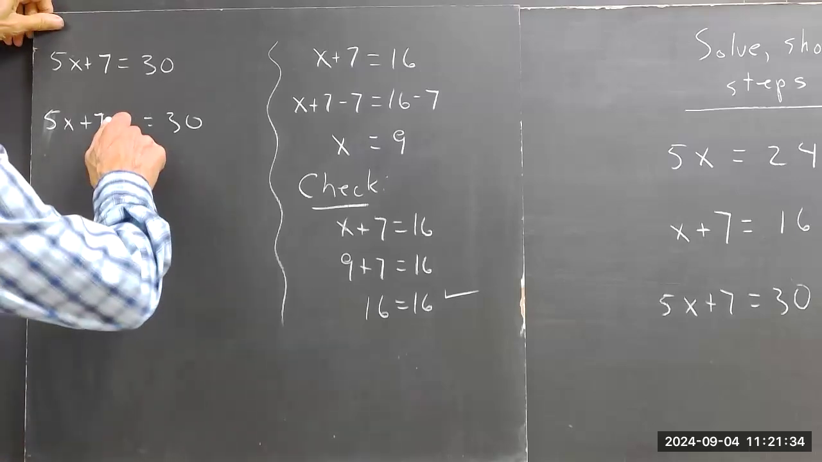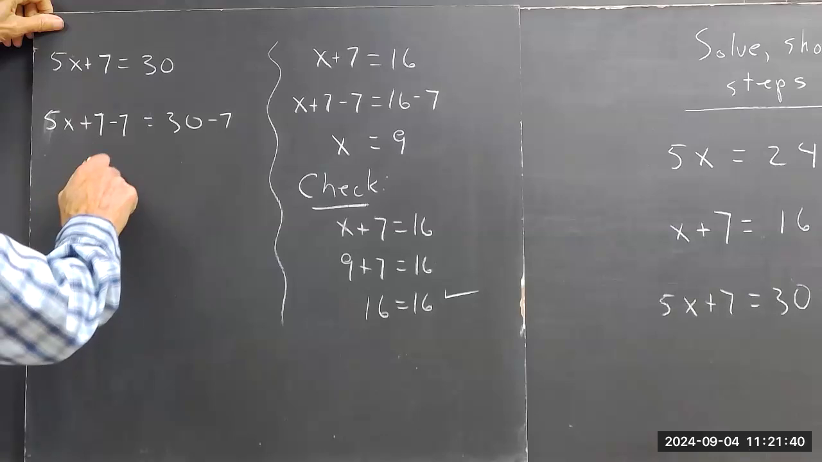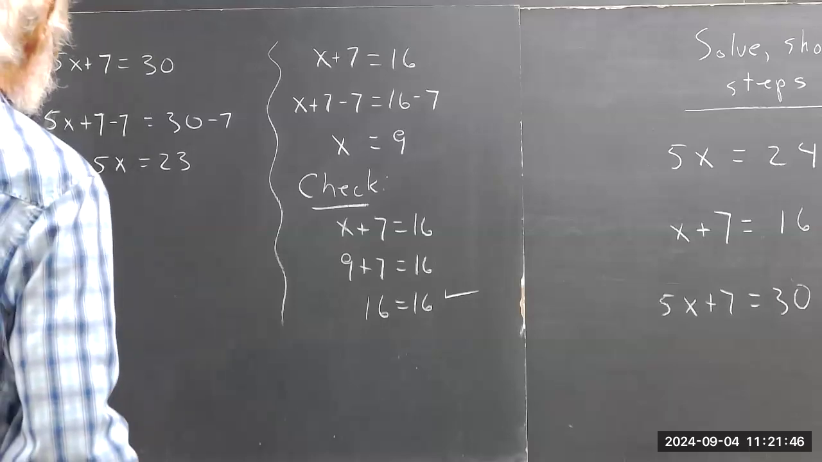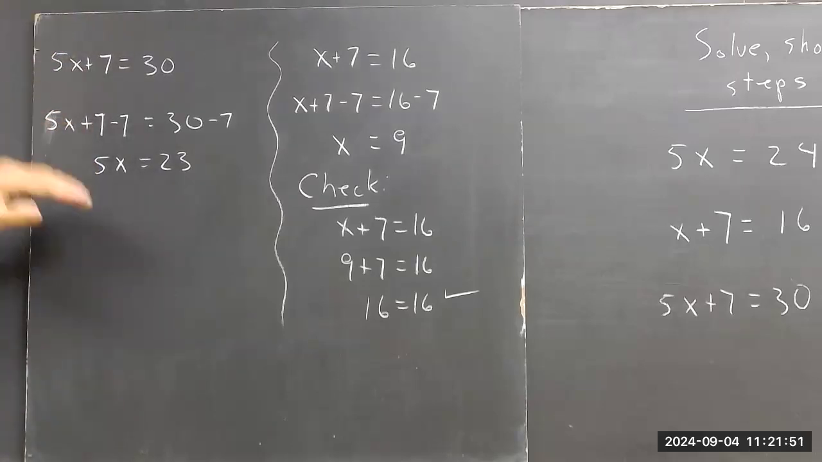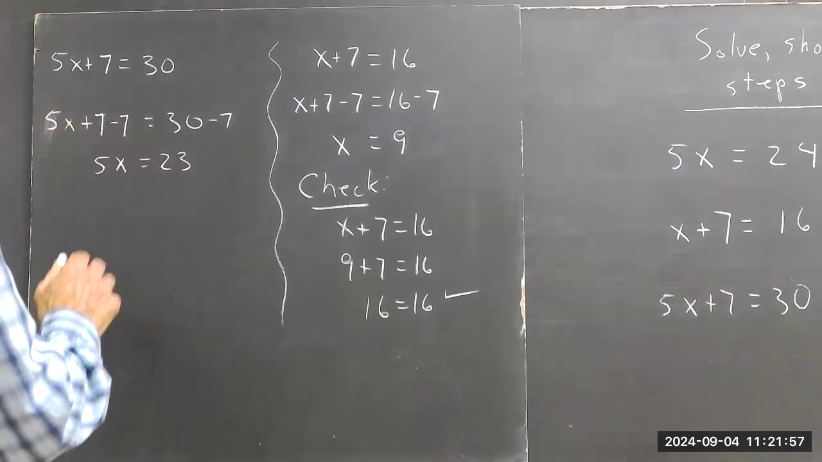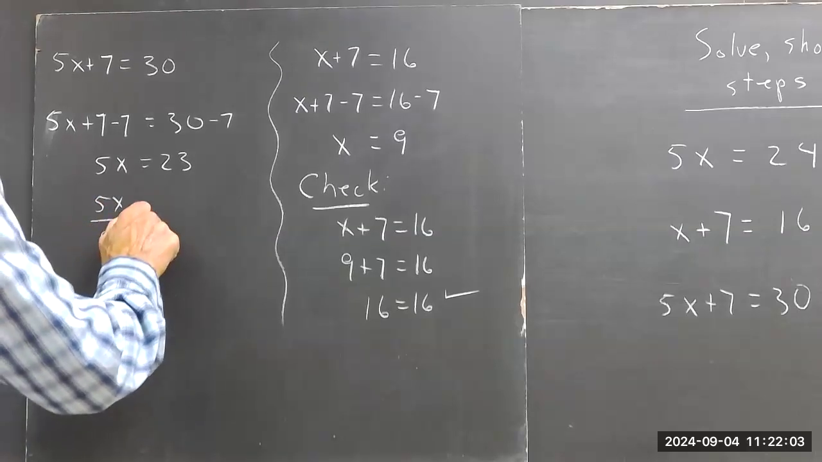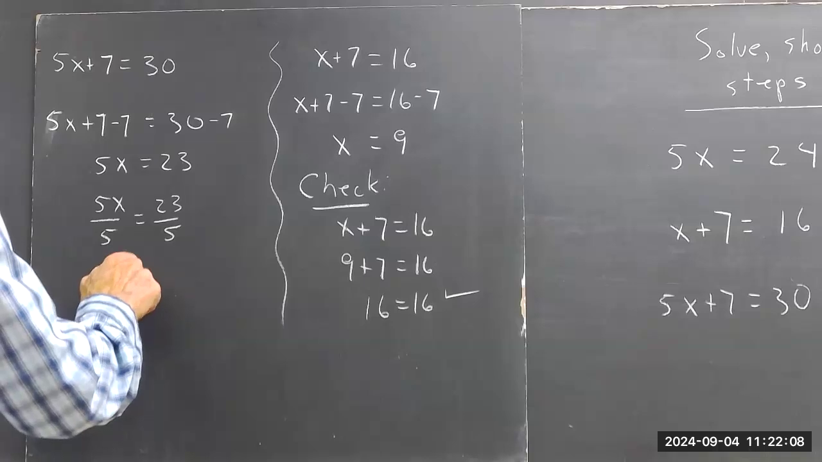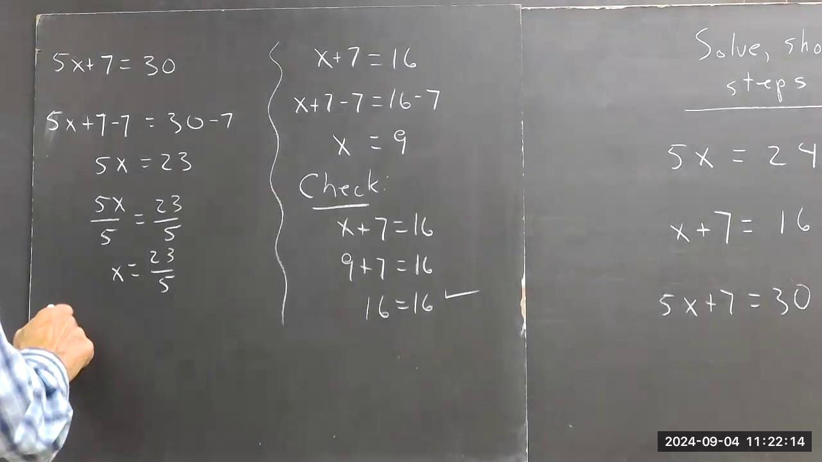So we're going to subtract 7 on both sides. And of course, 7 minus 7 is 0. That leaves us 5x here. 30 minus 7 is 23. So that's one step. I mean, it took 2 steps to do it, but that's the first operation. Okay, we subtract 7 from both sides. Now we divide both sides by 5, leaving us x equals 23/5. Now we'll check.